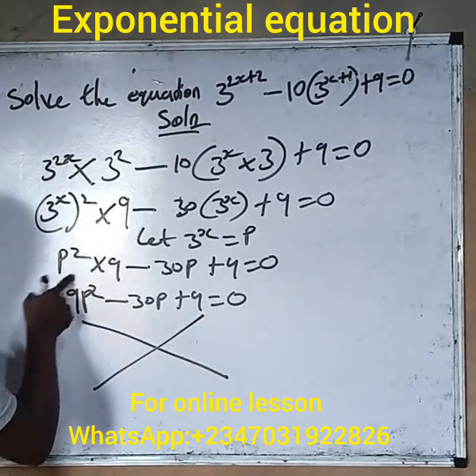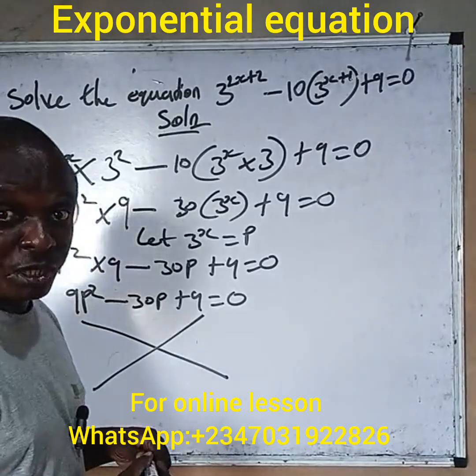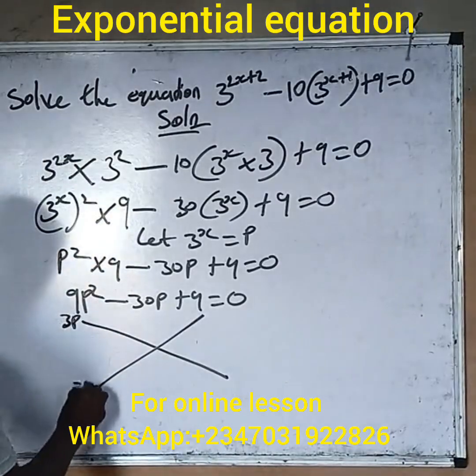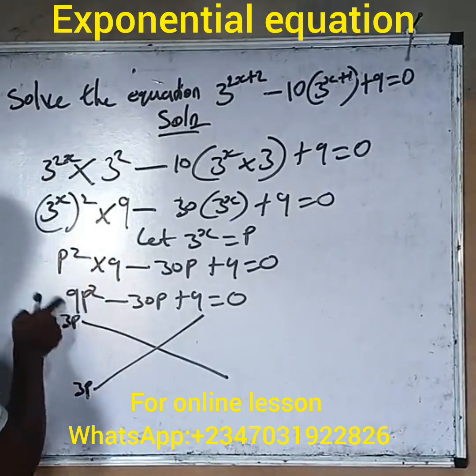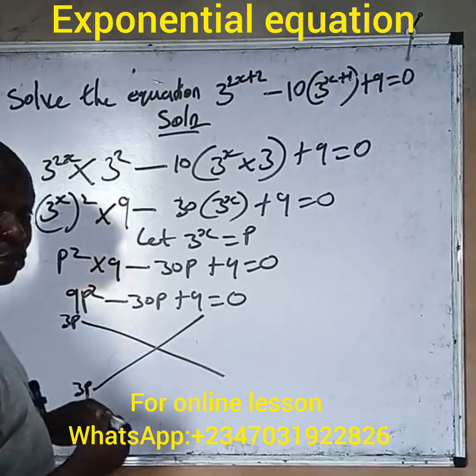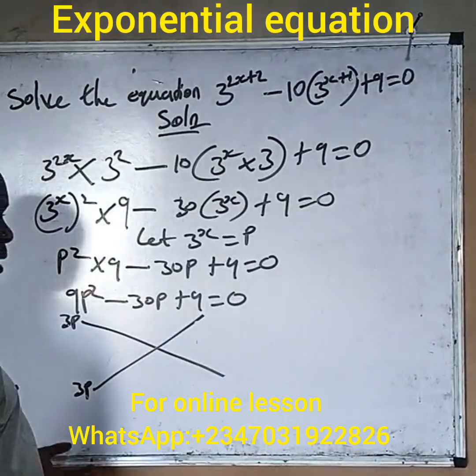Now, the two numbers I will multiply to give me 9p squared can be 9p and p, or 3p and 3p. So let me put 3p here, 3p here. 3p times 3p will give me 9p squared. Now, the two numbers I will multiply to give me 9 are also 3 times 3 or 9 times 1. So out of the two, which one am I going to choose?